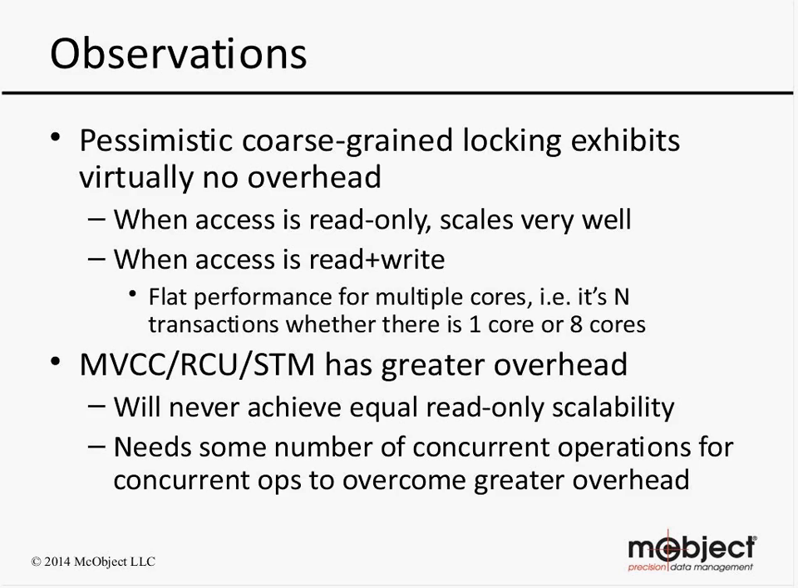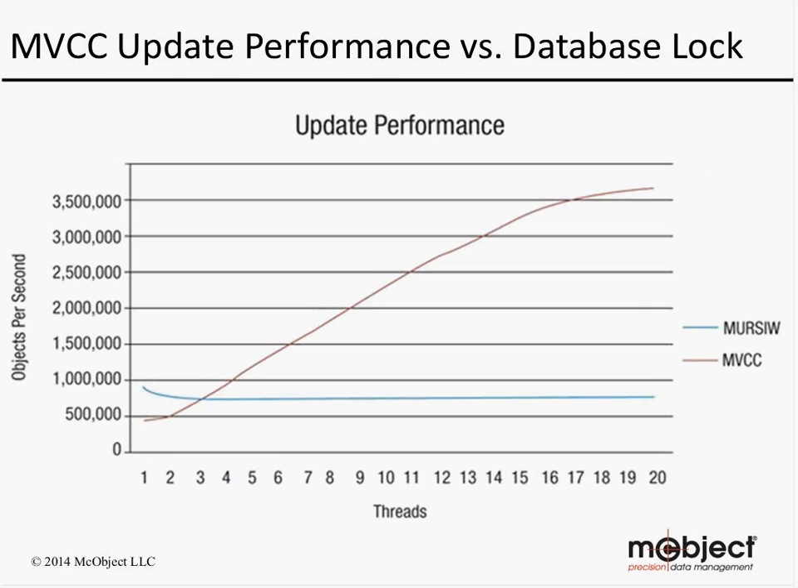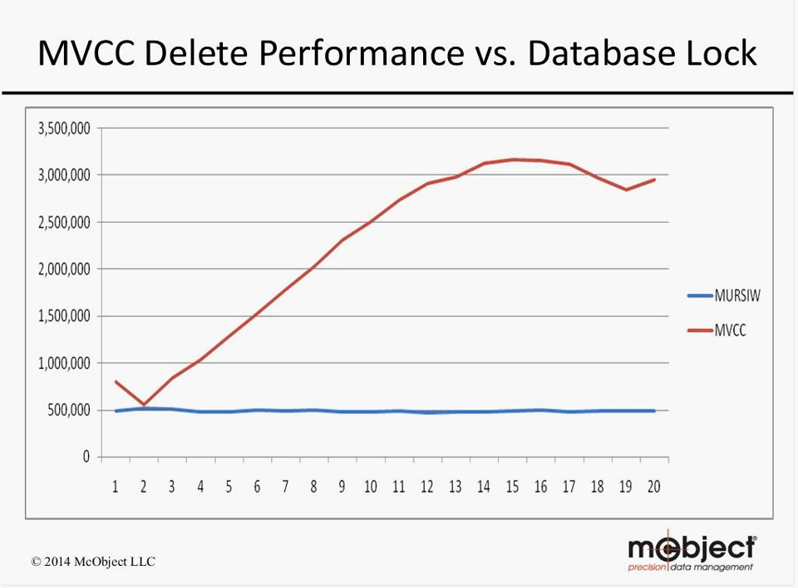Let me back up just 1 second. You probably noticed that the performance for the MRSIV transaction manager was essentially a flat line for all 3 tests, for inserts, updates, and deletes. And the reason for that is the database locking. So it really doesn't matter if there's one thread running or 20 threads running.